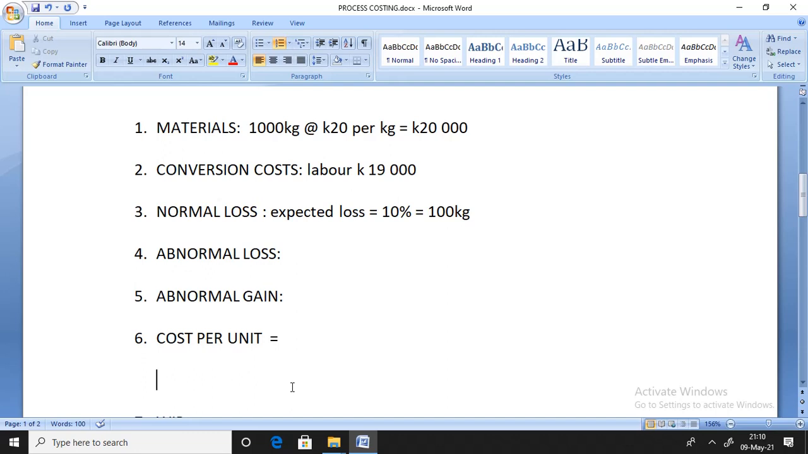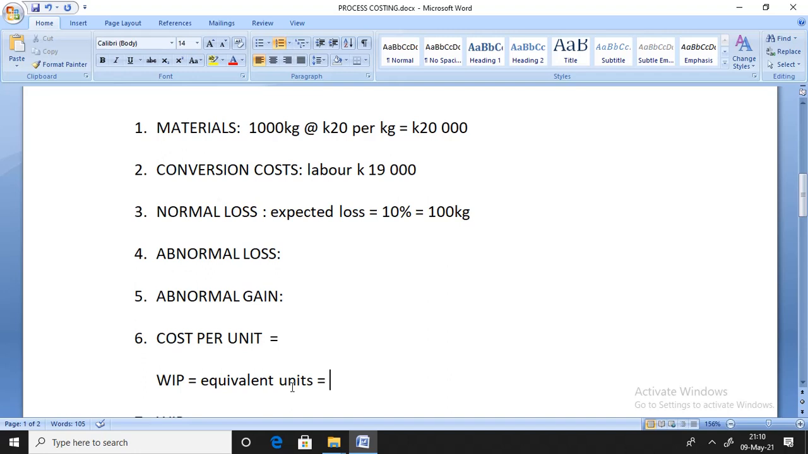So in the presence of work in progress, use the equivalent units model to calculate the cost per unit. So what are equivalent units? These are units that could have been produced according to the work in progress units you have and the degree of completion.